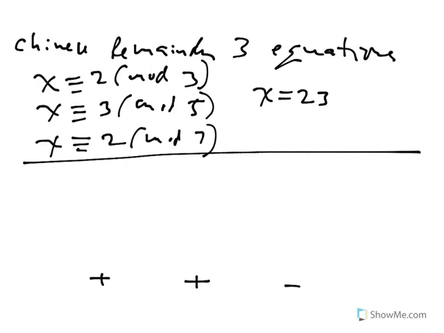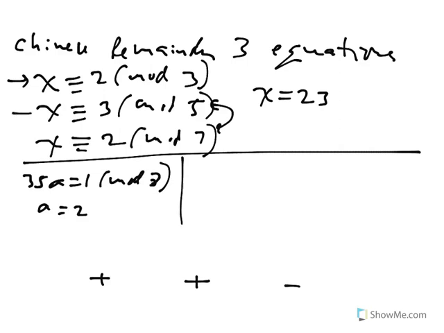First, I'm going to start with this first equation. I need a multiple of 35, which is the other two, 5 times 7, which is one more than a multiple of 3. And just using trial and error, I can see that 35 times 1 doesn't work, but 35 times 2 does work.